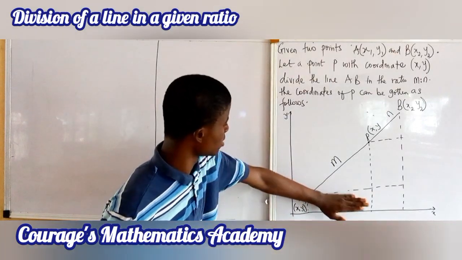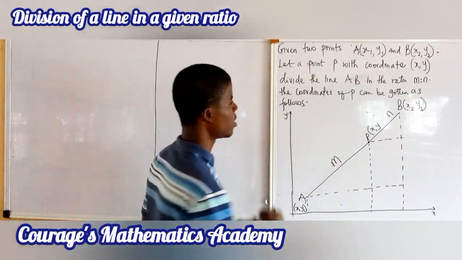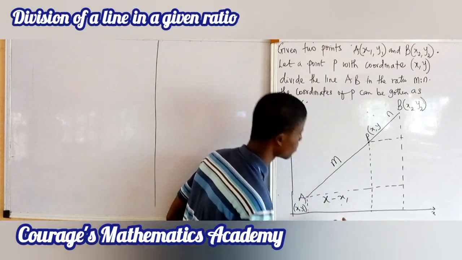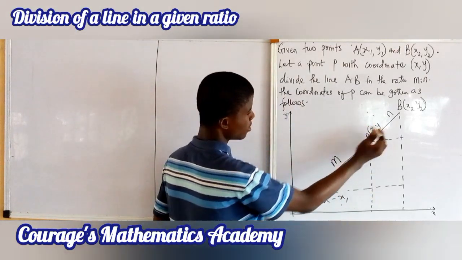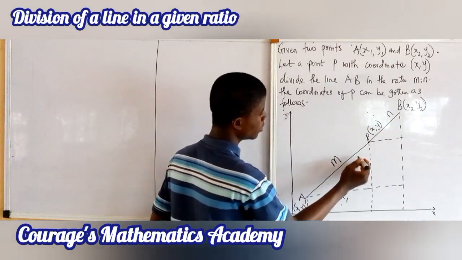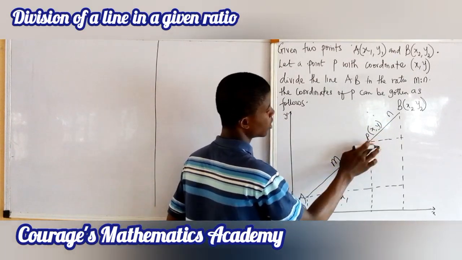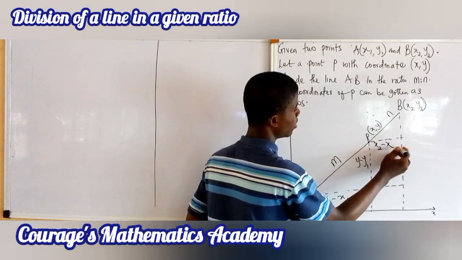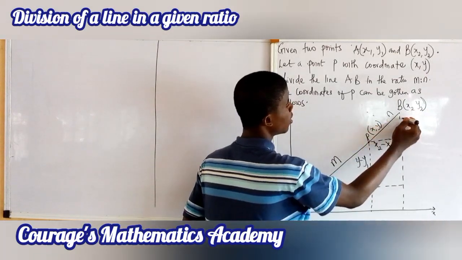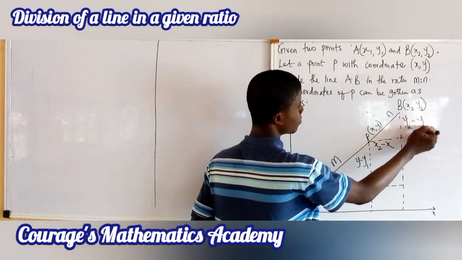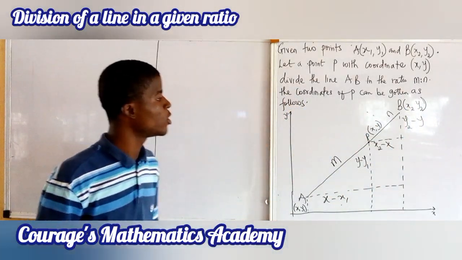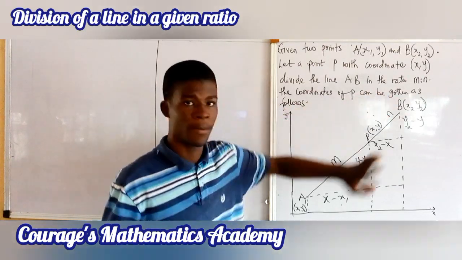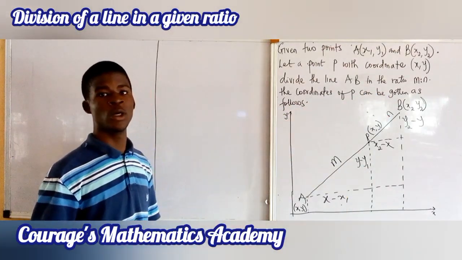Now, for this x-axis, we have x minus x1. For this y, we have y minus y1. For this second x, we have x2 minus x. And finally, we have y2 minus y for this last y. So what we are looking for are the coordinates of the point P, that's x and y. And we can get it this way.